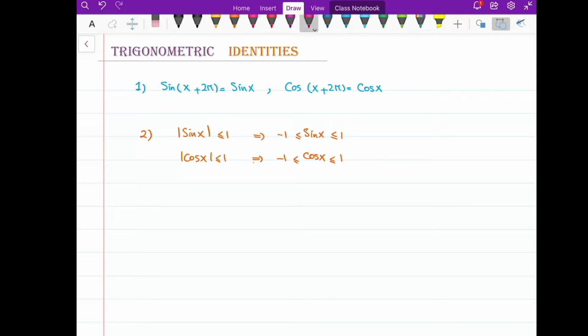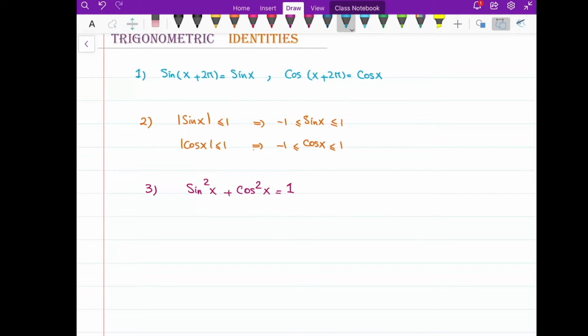Okay? The third identity is the very important one. Sine square of any angle plus cosine square of the same angle is equal to 1. So we say sine square plus cosine square for any angle, for any x. For example, if you put pi over 6 for both of them, if you add sine square plus cosine square, you get 1. Okay?